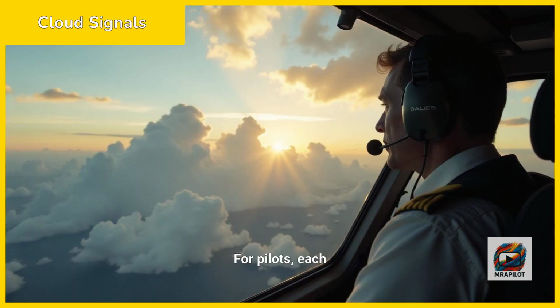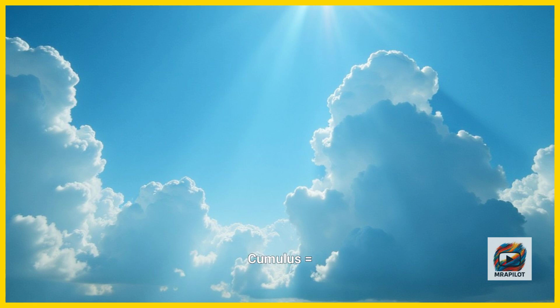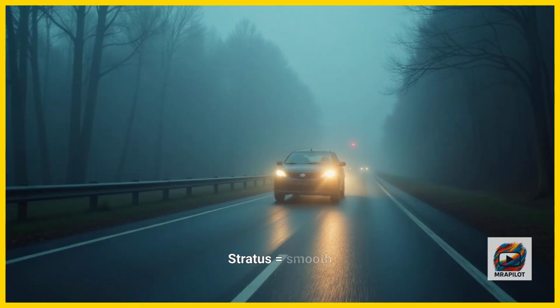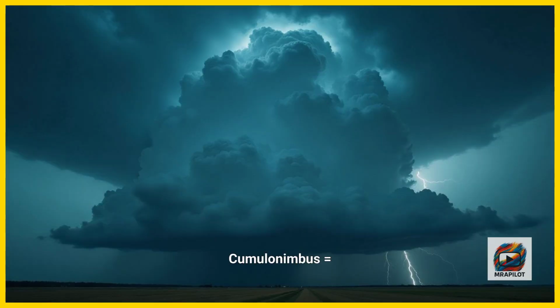For pilots, each cloud type signals different conditions. For example, cumulus equals potential for thermals and light turbulence. Stratus equals smooth ride but low visibility. Cumulonimbus equals avoid at all costs: severe turbulence, hail, lightning.